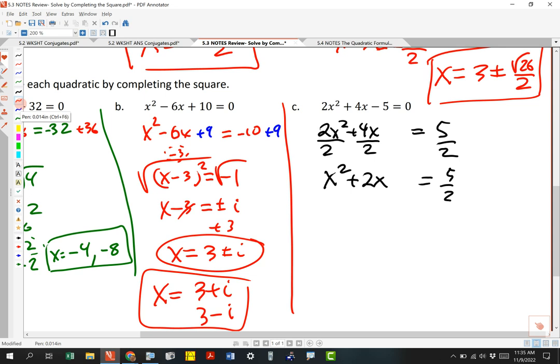Zach, what's the next step? You divide the middle one by 2. By 2, or take half the middle coefficient, so that's going to be a 1. I'm going to put a circle around that. I'm going to square it, and I'm going to add it to both sides. We've made ourselves a perfect square, so this is a perfect square of x plus 1 quantity squared. And over here, I've got to get a common denominator, so I'm going to say that's a 2 over 2. So that's going to give me 7 over 2.